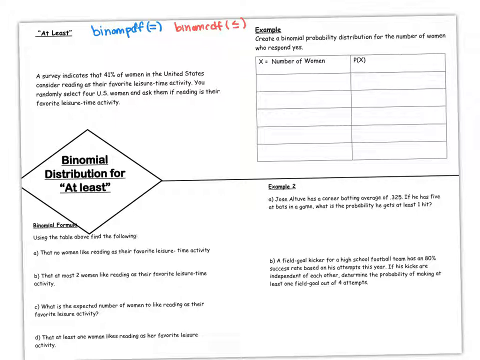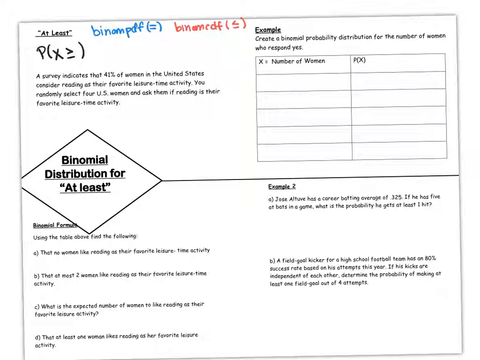The problem is we're missing a function, and we need one for the at least case. The at least case looks like this: the probability that x is greater than or equal to something. At least means you're greater than or equal to. So we need a function for that, and here's how we're going to handle it.